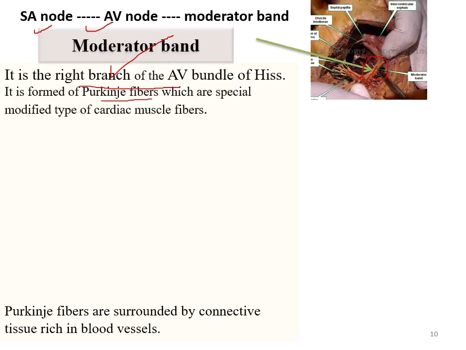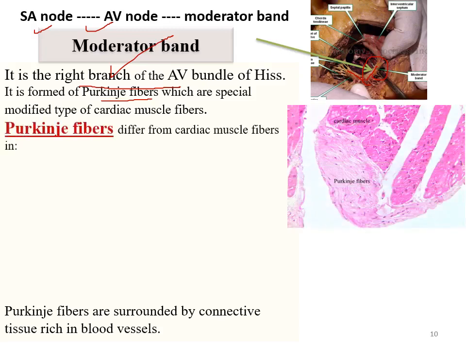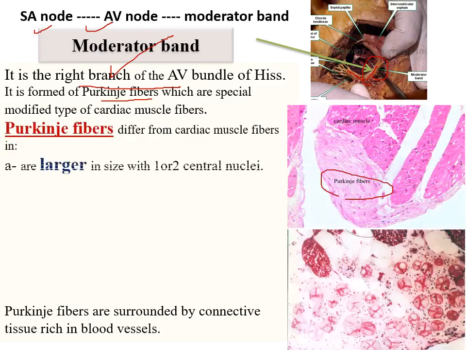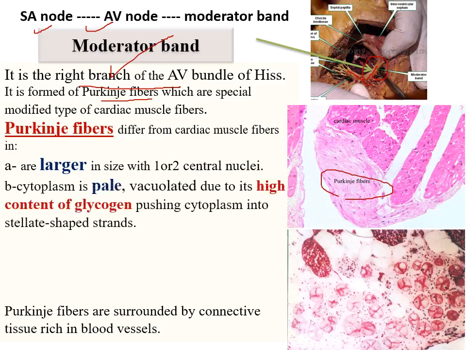Purkinje fibers have some characteristics that differ from the cardiac muscle fibers. They are larger in size, have more glycogen granules and fewer myofibrils. Notice with me, the cardiac muscle fibers are larger, and the Purkinje fibers are larger, pale in color, and have a high content of glycogen.